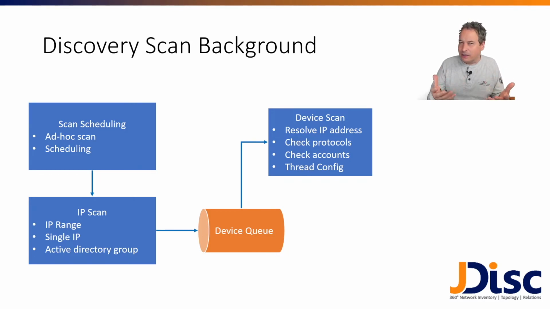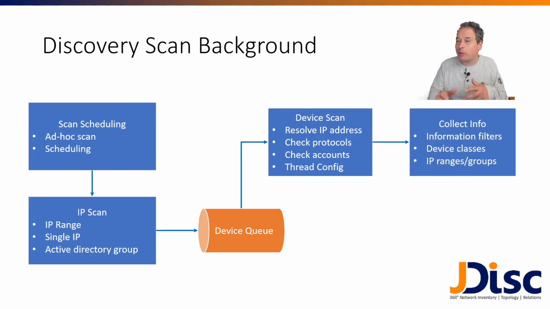When the discovery can connect and knows that it can collect information, it does that in parallel. There's a configuration of threads that will in parallel work on this device queue, on the devices, to actually collect the information. So collecting information is the next step. JDisc Discovery will log in, it will deploy little pieces of software ad hoc to the machine in order to collect information using the various protocols, using scripts and all the other mechanisms.